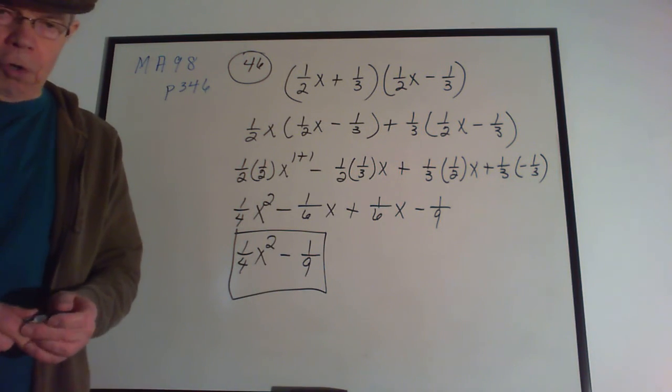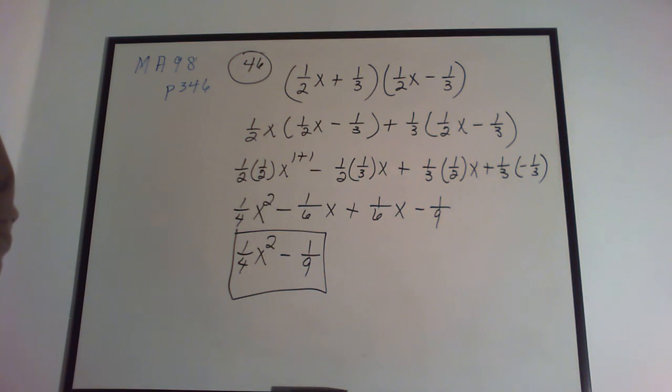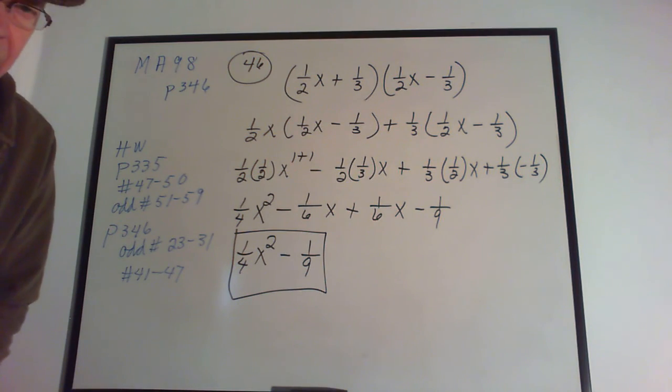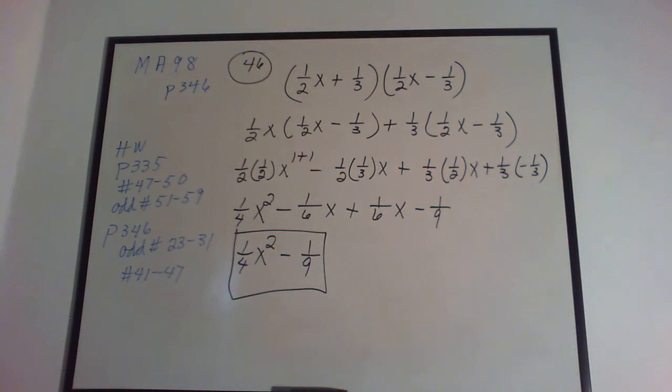All right, let me put your homework on the board. All right, there's your homework. Page 335, numbers 47 through 50, that's all of them. And the odd numbers 51 through 59, page 346, odd numbers 23 through 31, and then all the problems between 41 and 47. If there are any questions, please email me.